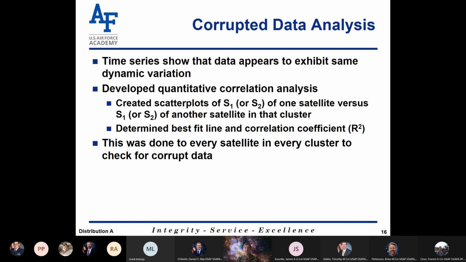We then plotted the line of best fit, which got us the correlation coefficient, which was our R-squared value. This R-squared value is mainly what we use to determine if the data was corrupted or not. We did this for every satellite in every cluster, to check for corrupt data versus uncorrupt data.